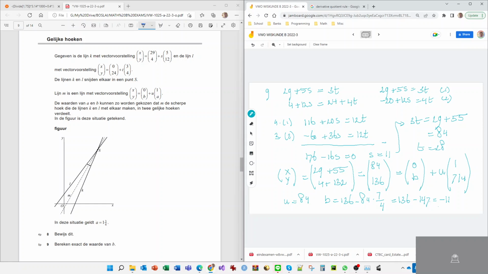And again, you can double check that this is true by substituting your b, minus 11, and the u, 84.